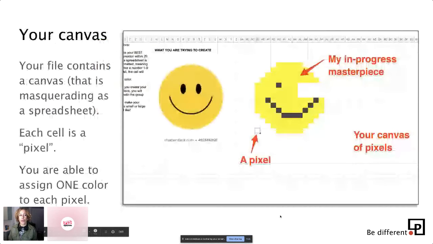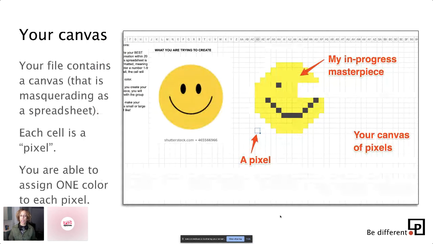Your file will have a canvas, and that canvas is masquerading as a spreadsheet in this case. Each one of the cells is a pixel, and you're going to be able to assign one color to each pixel to recreate the image.